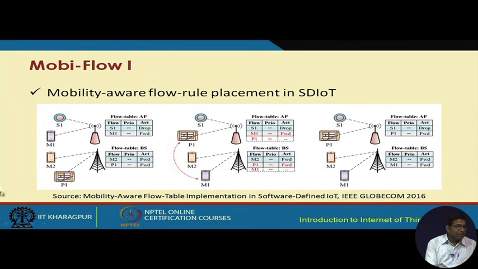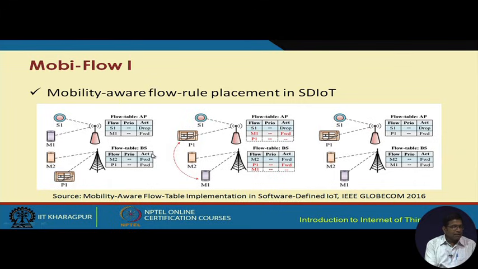So, let us look at these three scenarios over here. Here we have different nodes, S1 and M1 connected to this particular access point, and M2 and P1 connecting to another access point, and their corresponding flow tables are shown here. The corresponding flow tables for this access point and this access point at the base station are given over here. Very easy to understand this part.